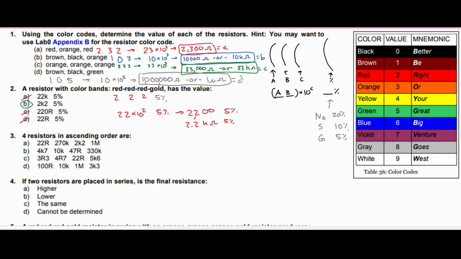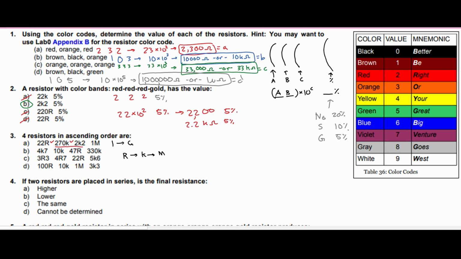In part 4, we have resistors in ascending order, so order going from least to greatest. And when we're looking at these, we're going to have R for just regular resistance. Next, we have a K for kilo of resistance. Then we're going to have an M for a million of resistance. So when we look at this, we're going to look at A first. Our R looks good. Our K looks good. However, this 270 is greater than this 2K2.